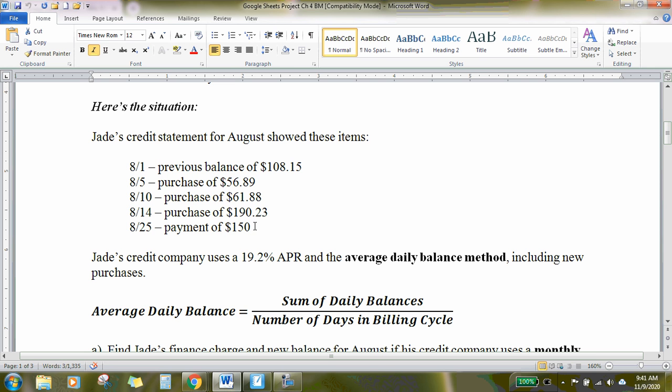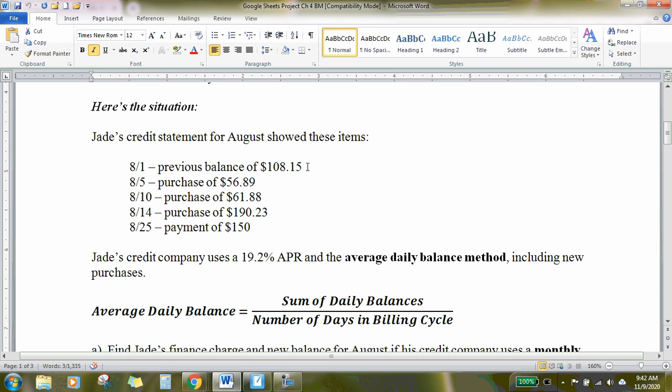Okay. So when we're finding the average daily balance, we need to know the daily balance for August 1st, and then for the 2nd and the 3rd and the 4th. Those weren't shown, but if we were doing the book's method, we would have to write all those out. And the balance for those days is going to be the same until Jade makes another purchase.